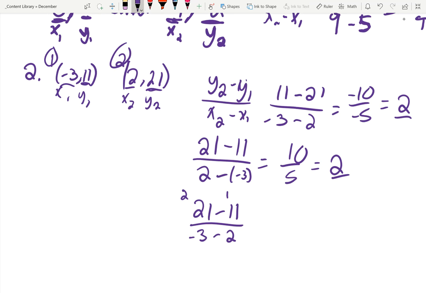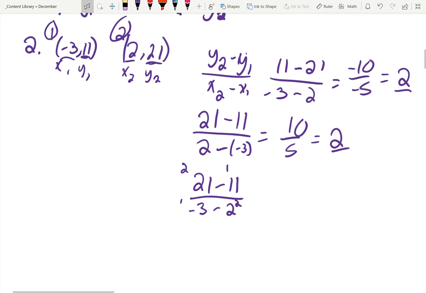So notice the negative 3 comes from point 1, and the 2 comes from point 2. You see how I've mixed them up? On the top, I start with a value that comes from the second point. But on the bottom, I start with a value that comes from the opposite point, right? Not the same one. That's a problem. That's where you're going to get something wrong.